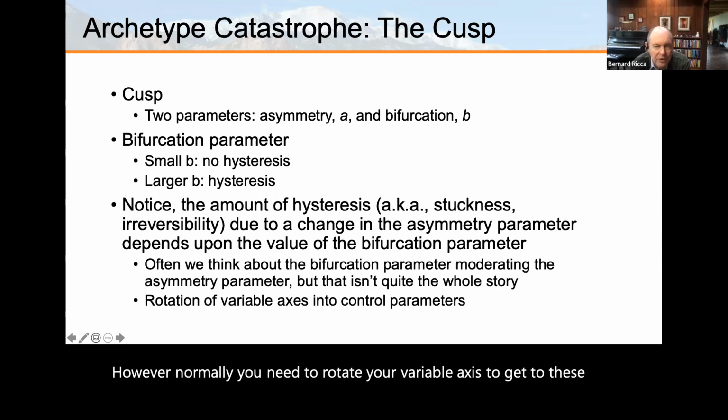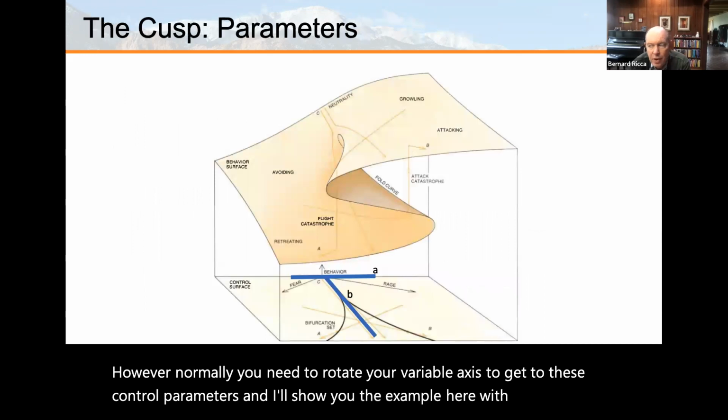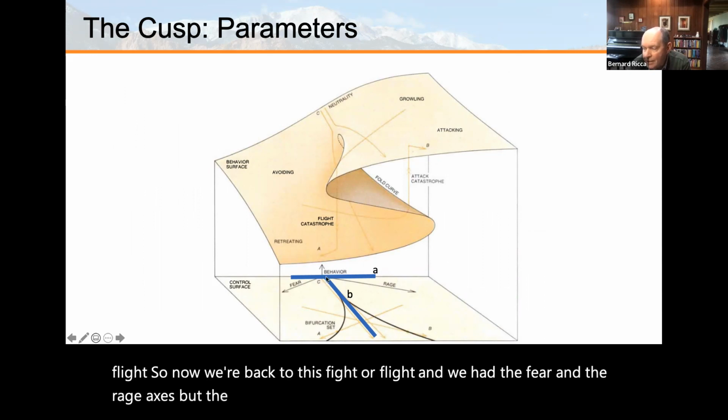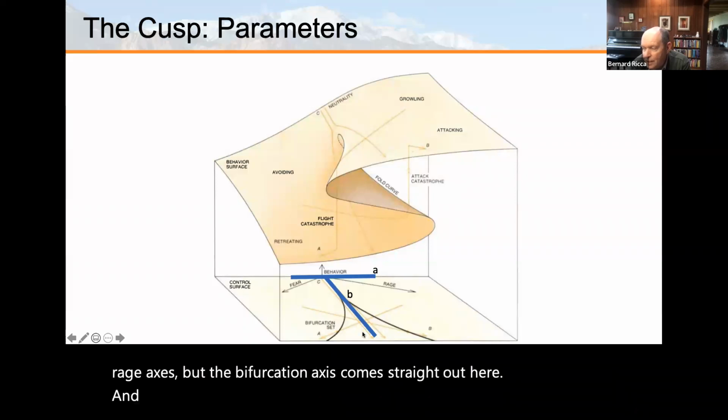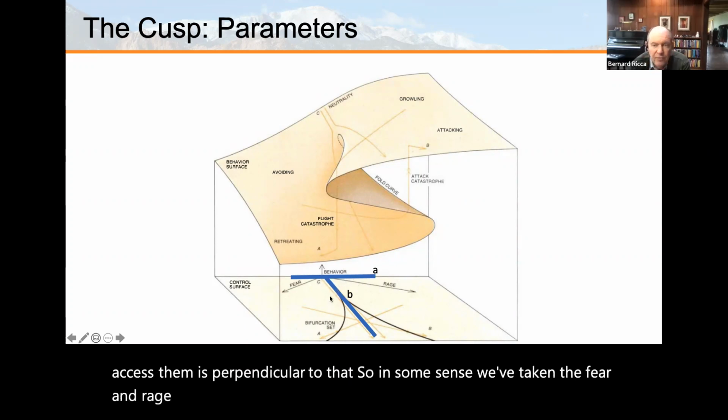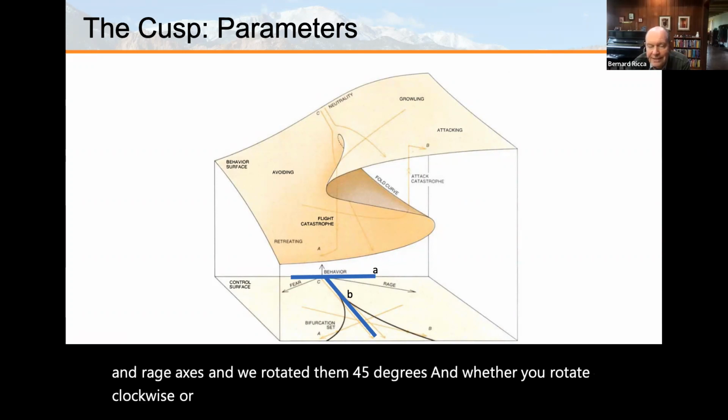And I'll show you the example here with the fight or flight. So now we're back to this fight or flight, and we had the fear and the rage axes, but the bifurcation axis comes straight out here, okay, and comes straight out and through that cusp point. And the asymmetry axis then is perpendicular to that. So in some sense, we've taken the fear and rage axes and we've rotated them 45 degrees. And whether you rotate clockwise or counterclockwise is anybody's guess until you start thinking about it carefully.